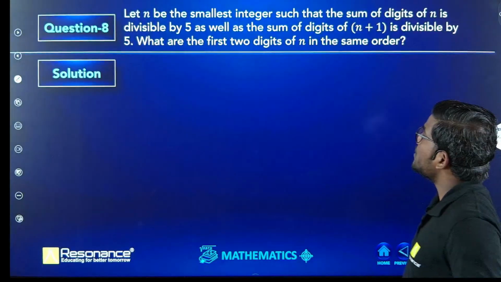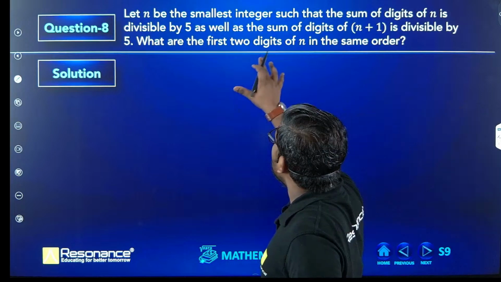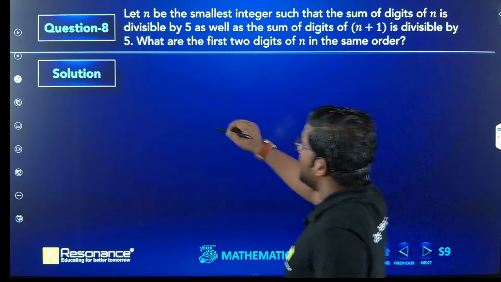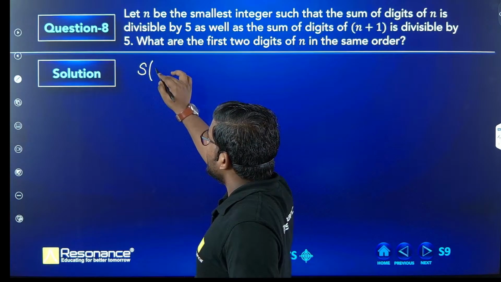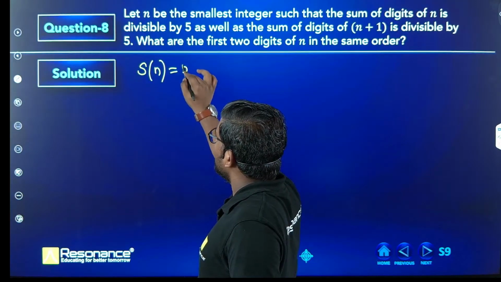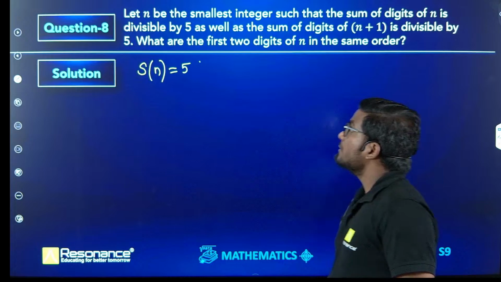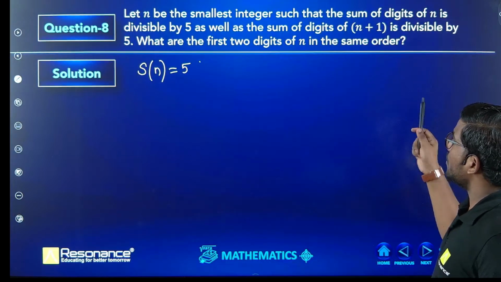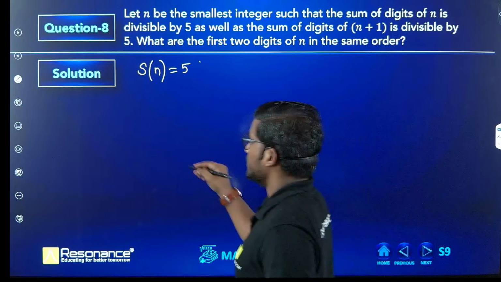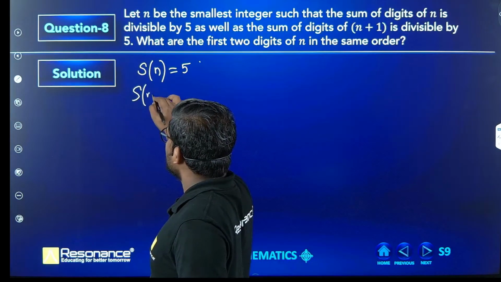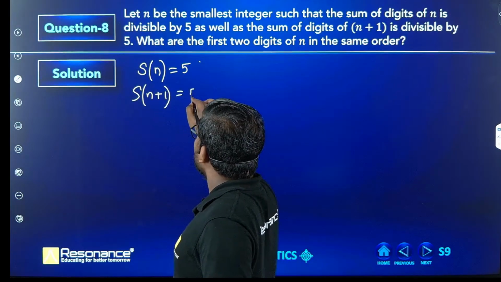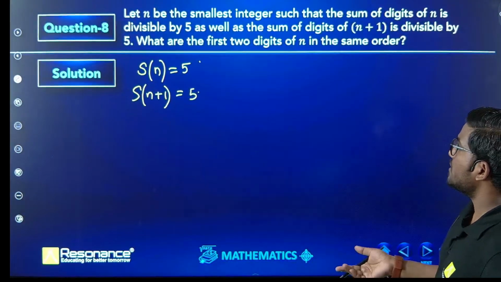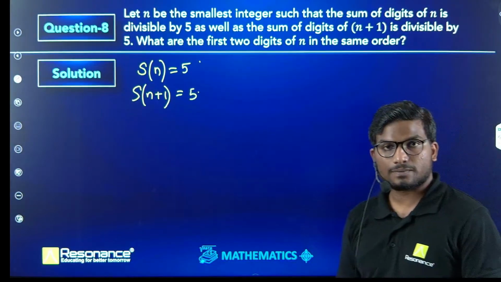And next we have this question: let n be the smallest integer such that the sum of digits of n is divisible by 5. Let's write S(n) as the sum of digits, and as well the sum of the digits of n plus 1 is also divisible by 5. Now, what are the first two digits of n in the same order?